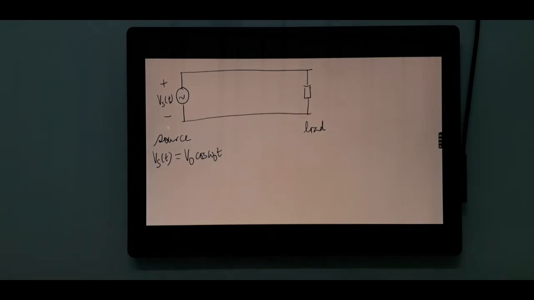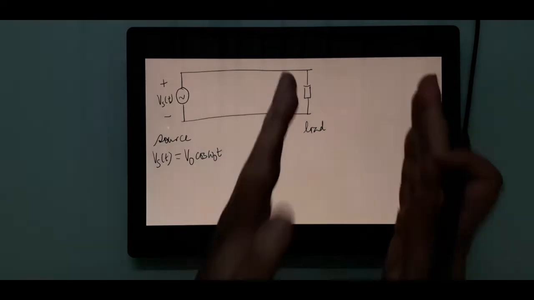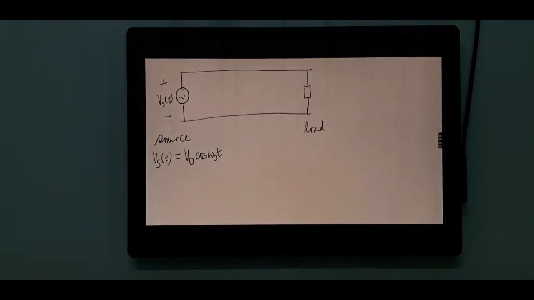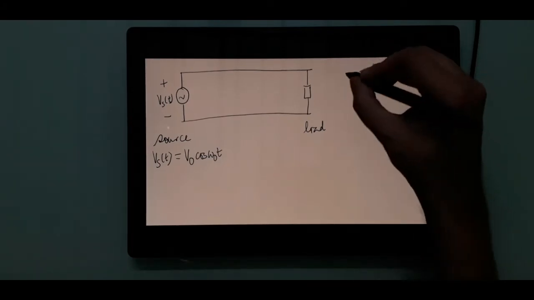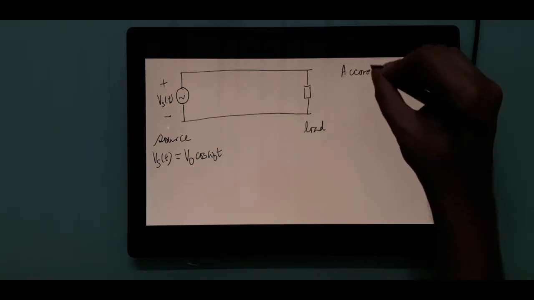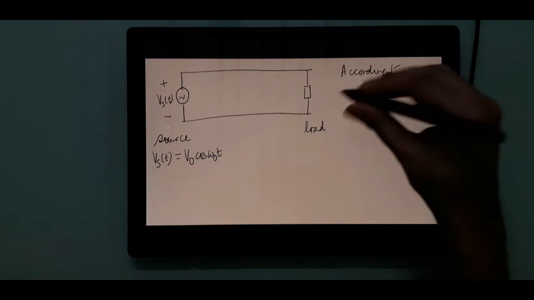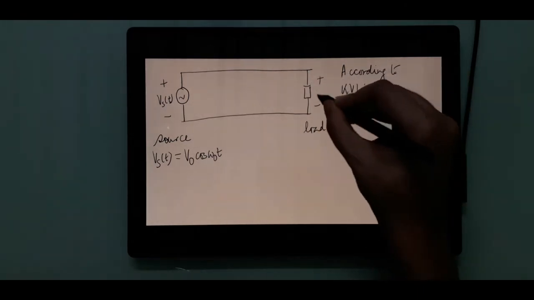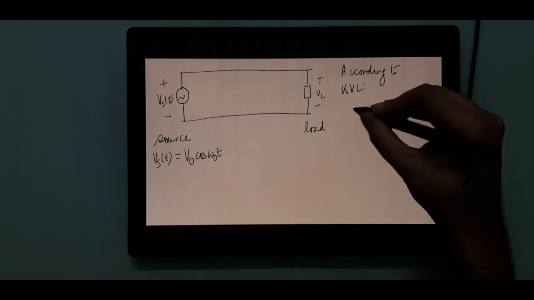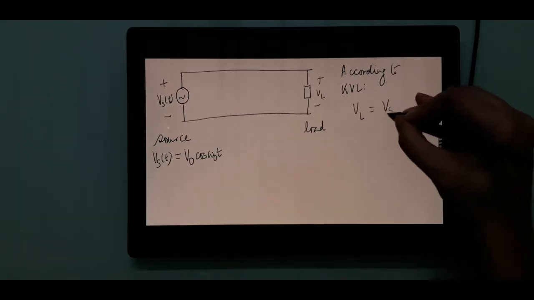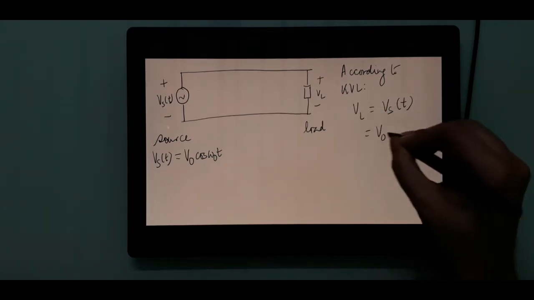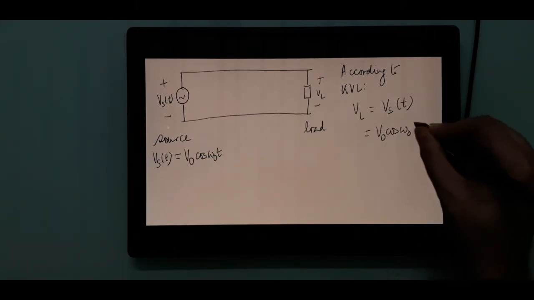This is a no-brainer. Voltage across the source will be equal to the voltage across the load, because that's what Kirchhoff's law tells us. So, according to KVL, if this is, let us say, VL, then the load voltage VL is nothing but Vs of t, which is nothing but V0 cos omega 0 t.